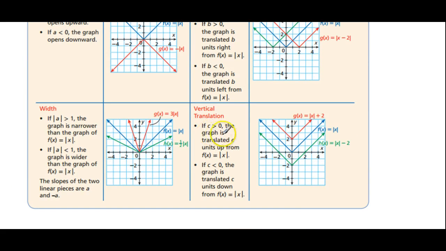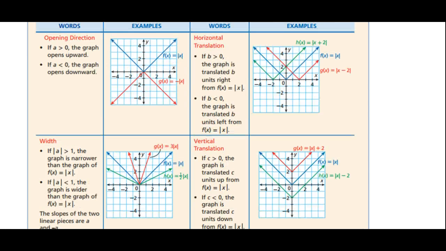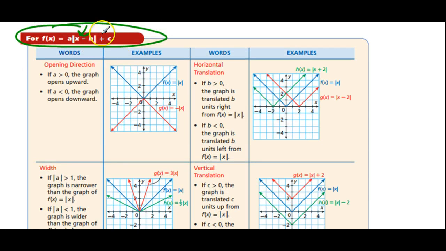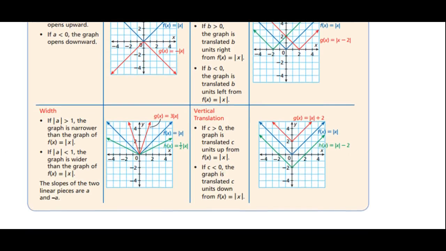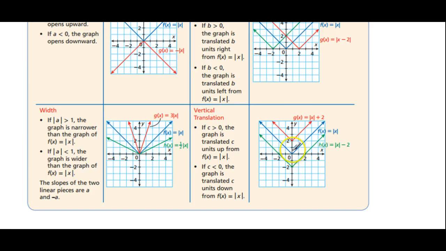All right, and then the C value, and you'll notice that the C value is what's tacked on the end, either added or subtracted on the end. That is going to be my vertical translation. That's going to slide the V up or down, and that does exactly what you think it would do. If you put a +2 there, the V slides up 2 places. If you put a -2 there, the V slides down 2 places. Okay, and that's it. Play with your calculators on those.